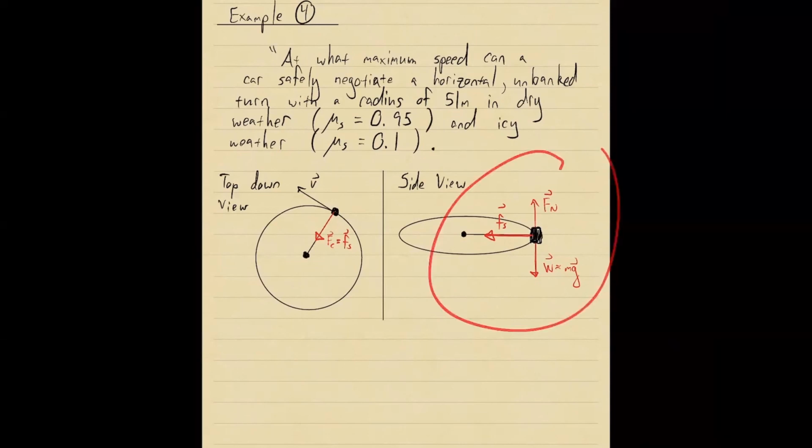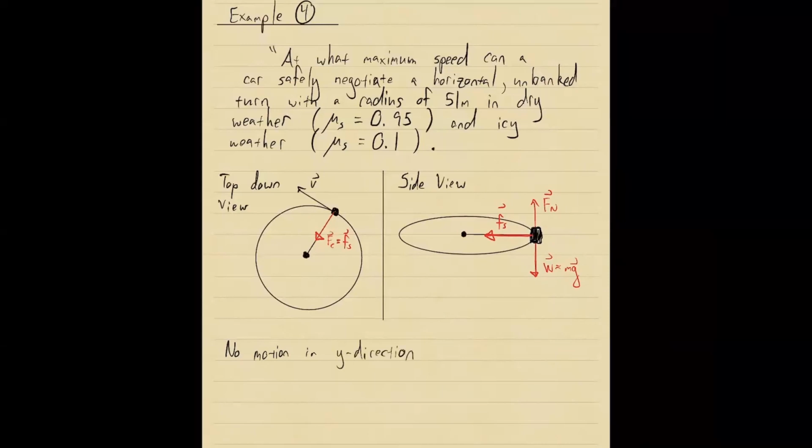So, looking at the right picture, the side view, we don't want any motion in the y direction, right? We don't want this car leaving the track. We don't want it rising up. So in this case, no motion in the y direction. All right, so this implies that our acceleration in the y direction will be 0.